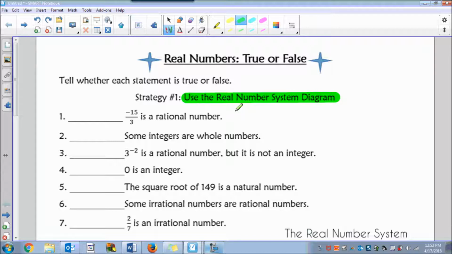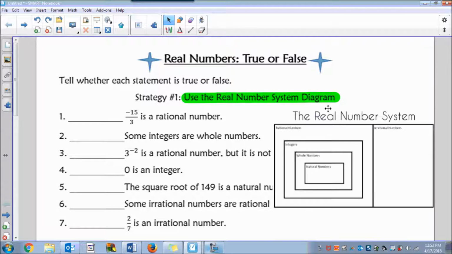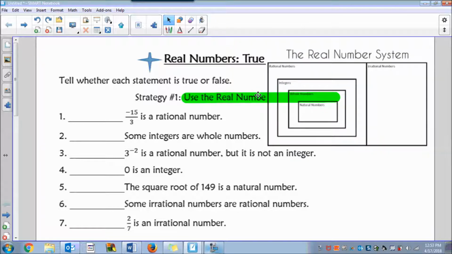On the front side, it's just easier to use the picture, which is the diagram of all of the subsets of the real number system. So all of these fall under real numbers. That is basically the rational numbers plus the irrational numbers. Inside of rational numbers, we have integers, whole numbers, natural numbers. This graph is going to be really useful to decide if some of these are true.